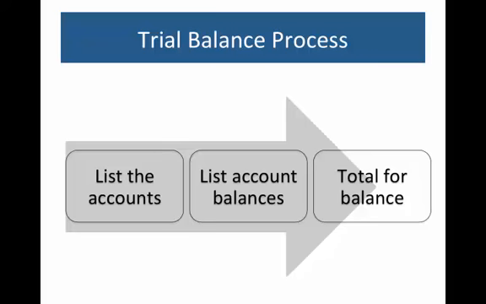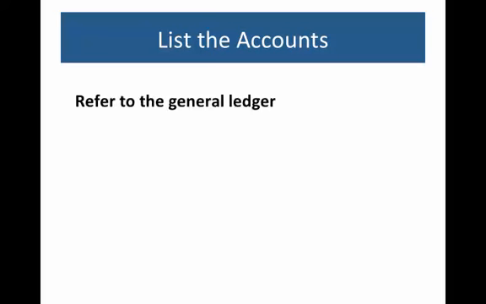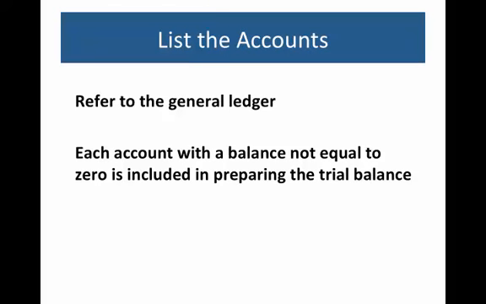Then we put their balances in the ledger, and then we total everything to make sure that it balances up. So when we think about listing the accounts, you need to refer to your general ledger. As we mentioned previously, the general ledger is all the accounts for the company. Each account that has a balance that is not equal to zero will be included when you prepare your trial balance. So you have to have everything. Even if it has $10, you have to include it. You have to include all of the accounts that you have open at that point in time.